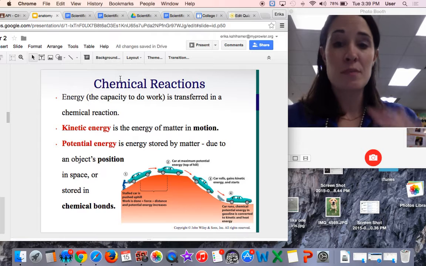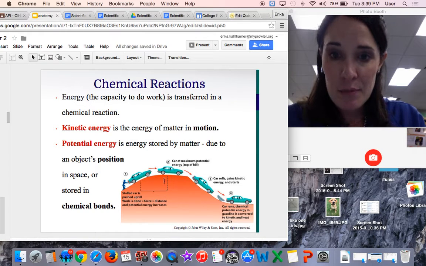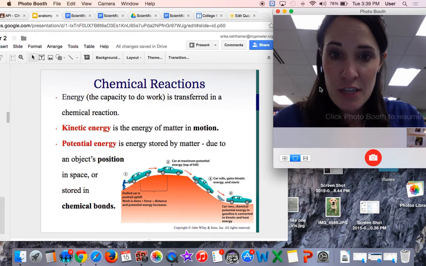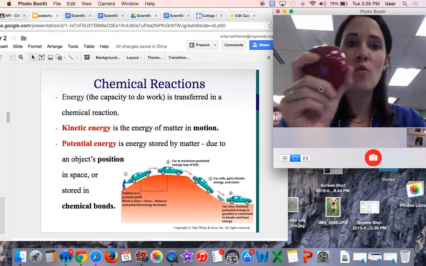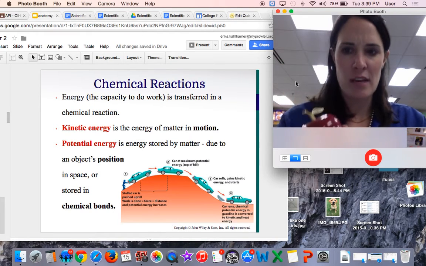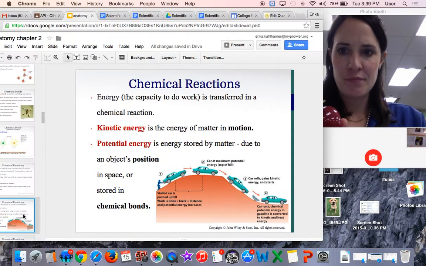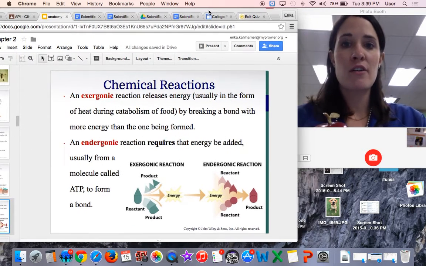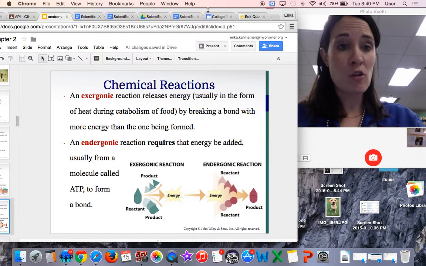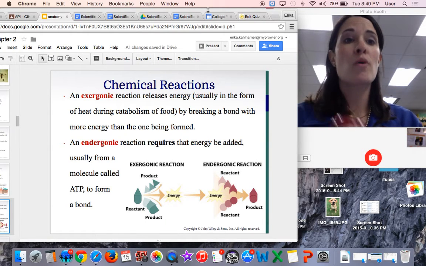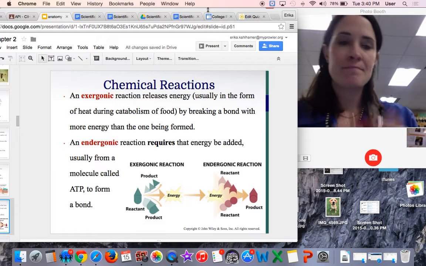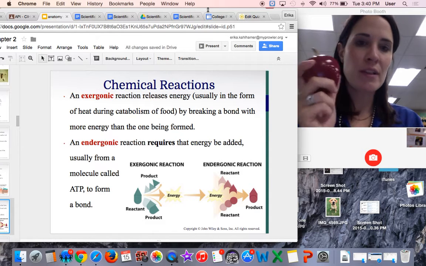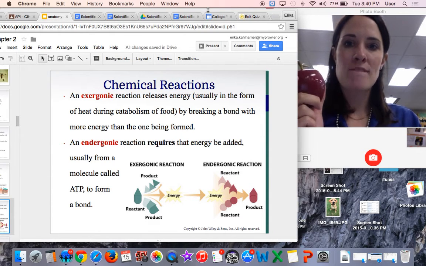Due to an object's position, like this car has potential energy once it's up there, or it's potential energy that's stored in chemical bonds. This apple has potential energy for me. Reactions can either release energy, chemical reactions, or they require energy to happen. This will release energy in my body, exergonic.